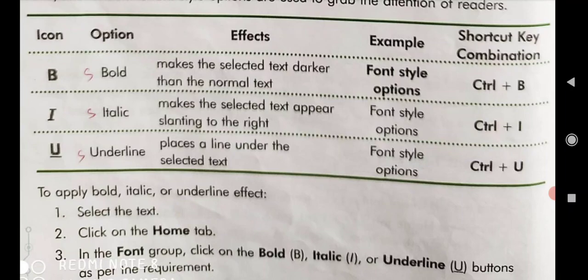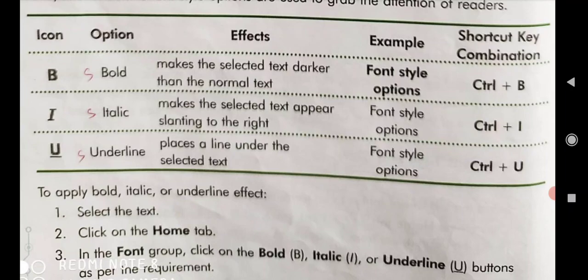So this is font style. This option we will get in the font style option, and the shortcut key combination is Control plus B. CTRL is the shortcut of Control, but it is pronounced Control plus B.